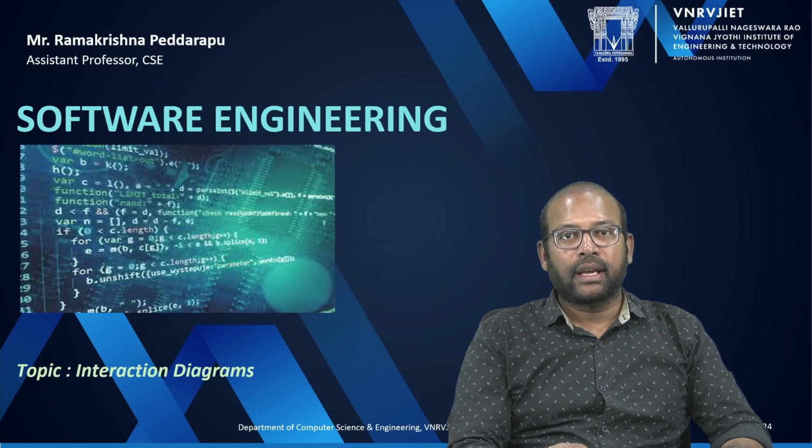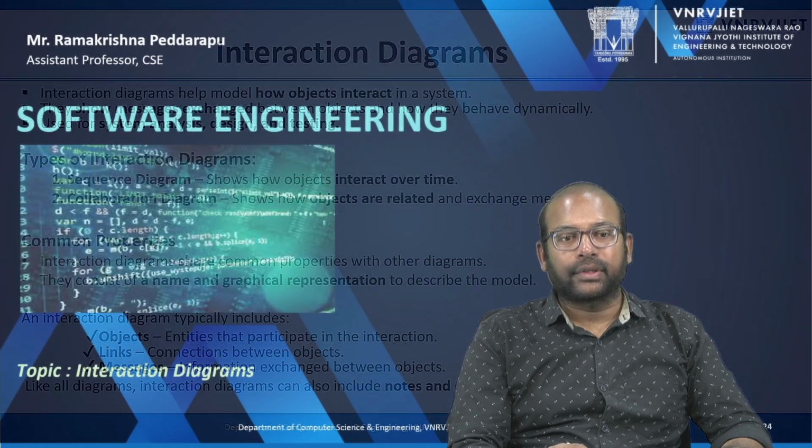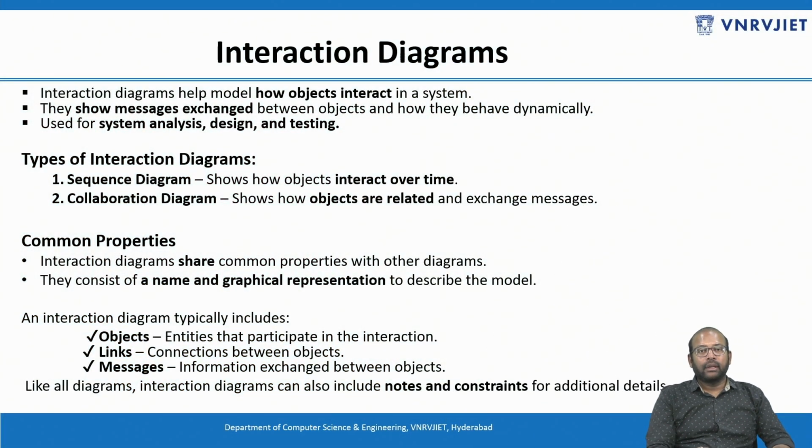In the previous video, we discussed the UML diagrams: one is the use case diagram and the second is the class diagram. After the use case and class diagram, we are going to discuss in this video about interaction diagrams. There are two diagrams that come under this category: one is the sequence diagram, the second is the collaboration diagram.